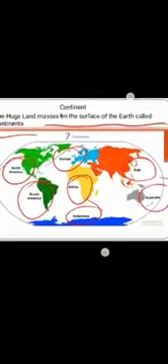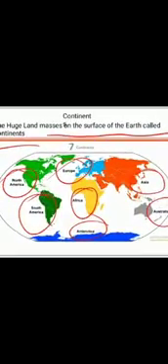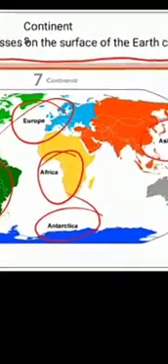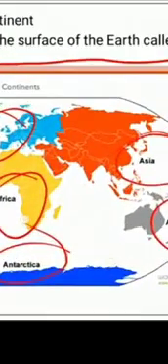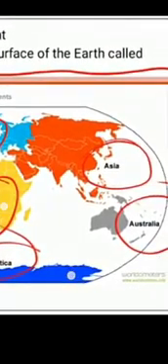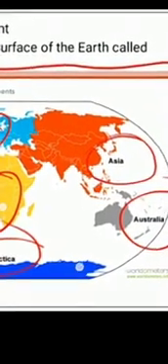The huge land masses on the surface of the earth are called continents. Asia is the largest continent and Australia is the smallest continent.